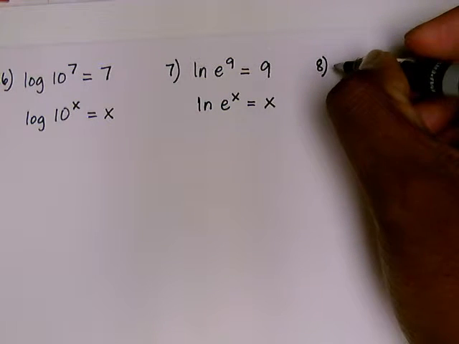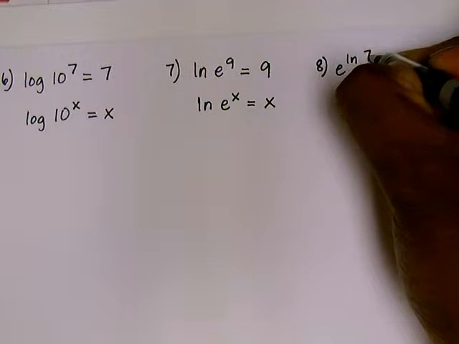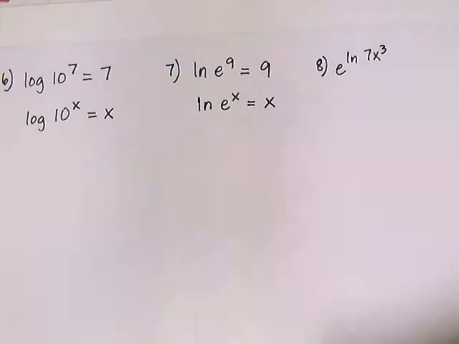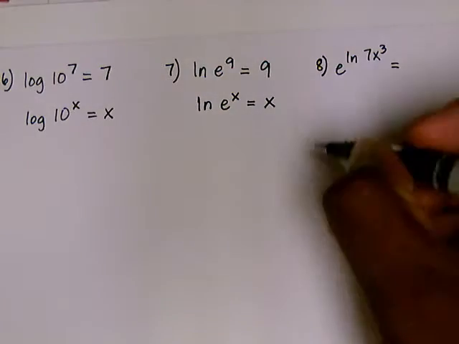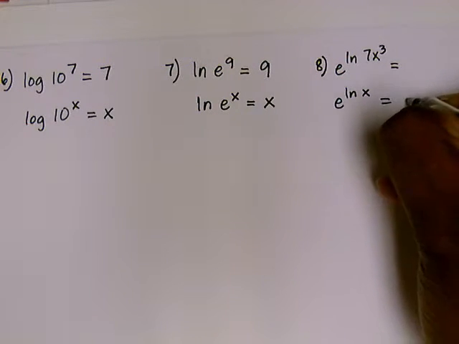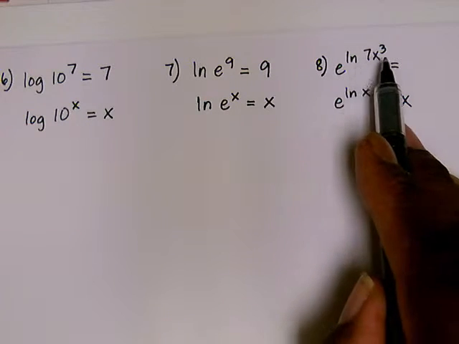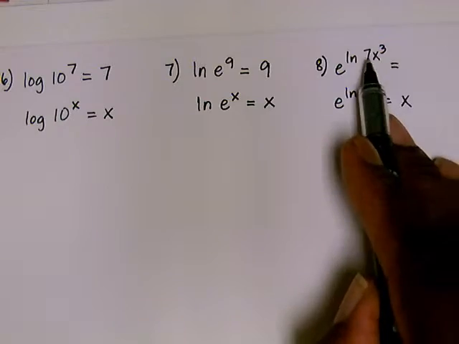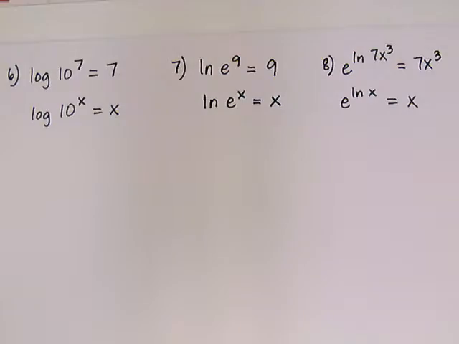Alright, number 8. Here I've got e to the ln of 7x to the 3rd power. Now, this is another one of those properties for natural logarithms. If you have e to the ln of whatever x is, it's simply going to be x, because e and ln are inverses of each other. So in this case, e to the ln of 7x to the 3rd will simply be 7x to the 3rd. And that's again because e and ln are inverses of each other.